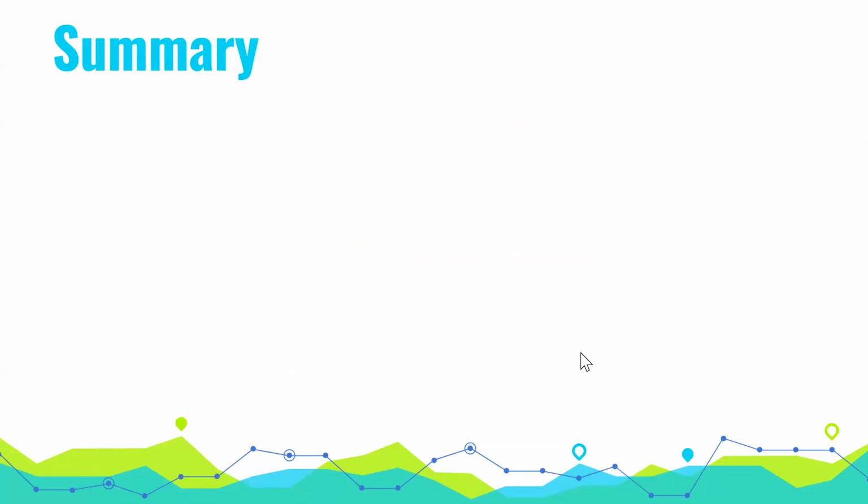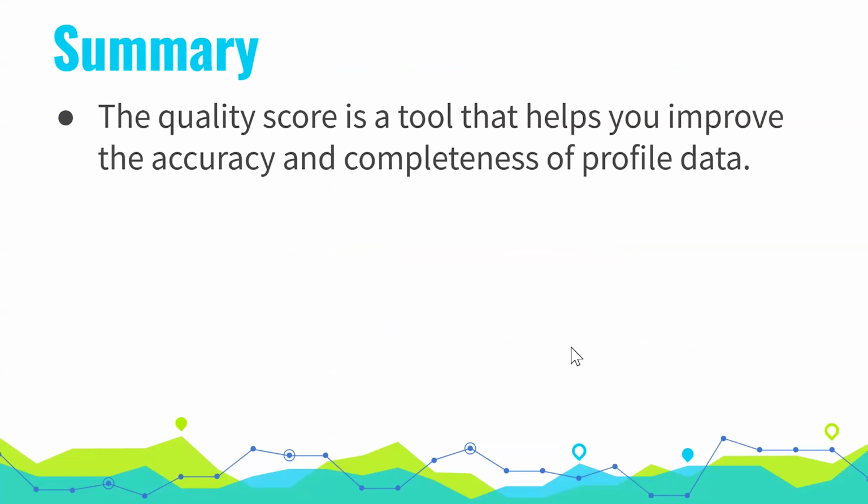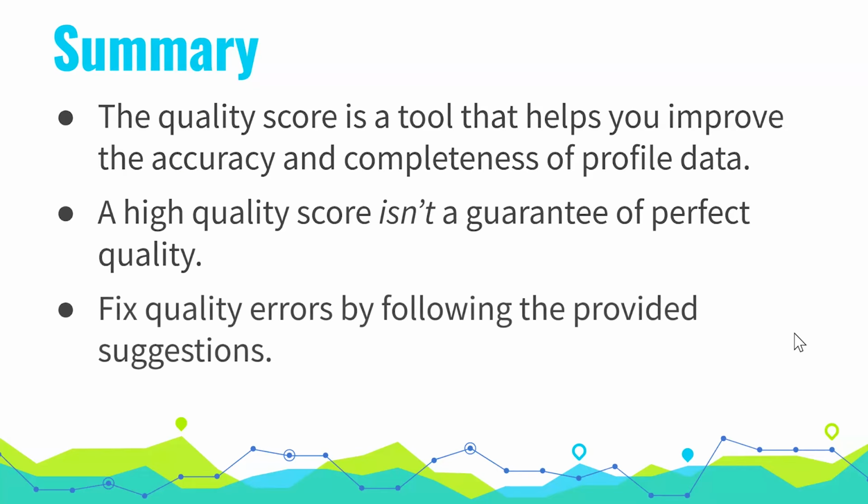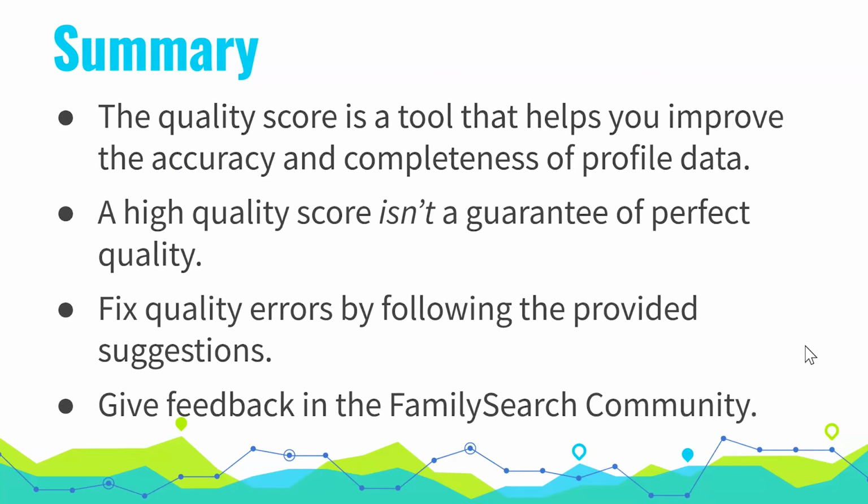Okay, everybody, that brings us to the end of our webinar today. Just by way of quick review, the quality score is a tool that helps you improve the accuracy and completeness of profile data. A high quality score is not a guarantee of perfect quality, as we saw. You fix quality errors by following the provided suggestions, and you can give feedback in the FamilySearch community.